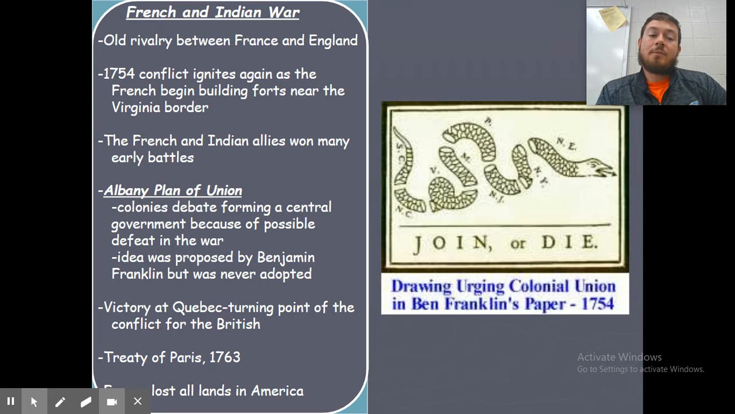There's the Albany Plan of Union. The colonies debate forming a central government because of possible defeat in the war. The idea was proposed by Benjamin Franklin, but was never adopted because the British end up stepping in and turning the war around. So there's a victory at Quebec, and it's the turning point.